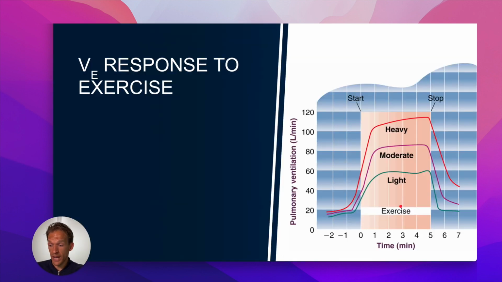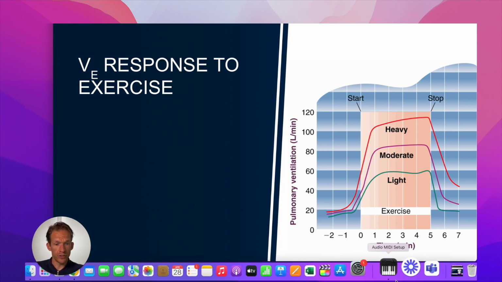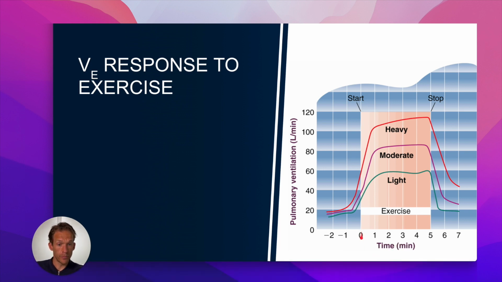So this is a graph from the book of Kenny, where you can see that if the exercise is supposed to start at 0 minutes, and here you can see it will last for, let's say, 5 minutes at a steady workload, then here they have measured the pulmonary ventilation and expressed it on the vertical axis. And you see here that if you are looking at a heavy exercise, so at a high workload, then automatically the minute ventilation during the steady state is higher than during moderate and light.